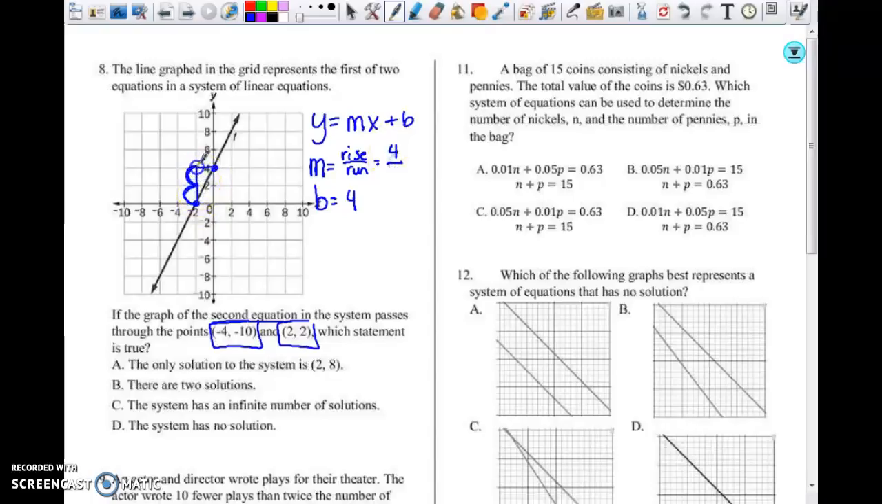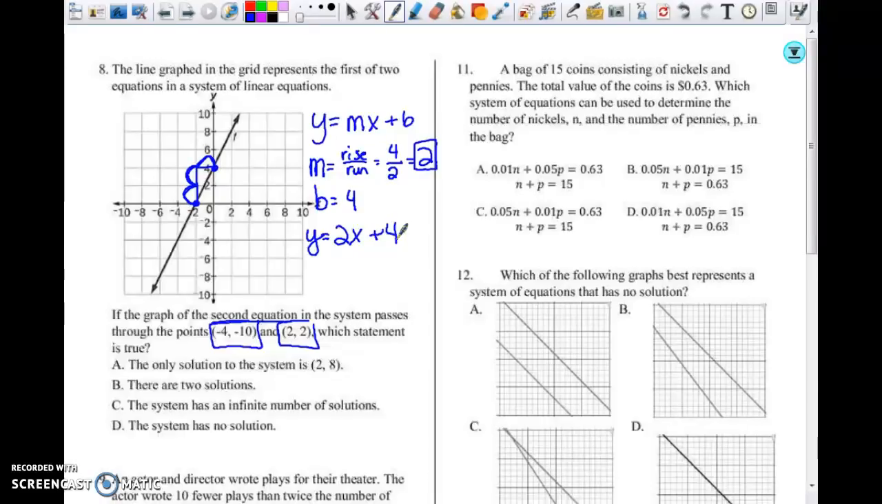Rose up 2. And then how much did they run? From here to here, did they count by 1s? No, they're counting by 2. So they ran across 2. And guys, what is 4 divided by 2? Please know this. That reduces to 2. So I have my m and my b. So my equation for this graph is y equals 2x plus 4.